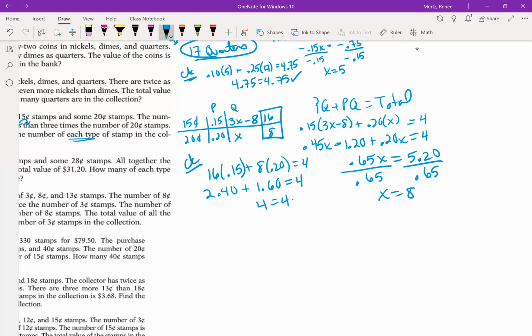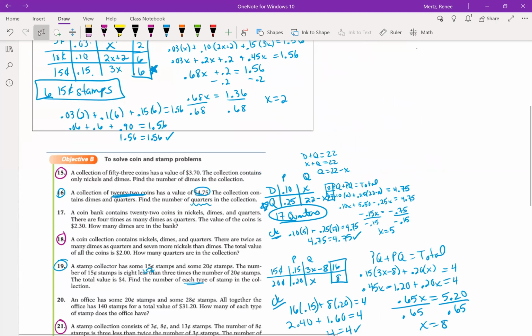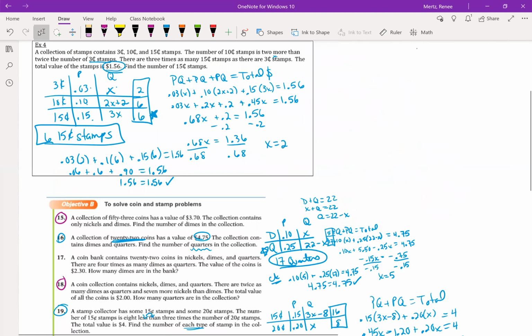So it works out. All right, now you're on your own. Make sure you're making a chart. Make sure you're setting up your PQ plus PQ equals total. Make sure you're answering the question with a star. You have 4 of these. They're going to be checked and graded. Make sure you did my practice problems of 16 and 19 so you get your participation grade for today.